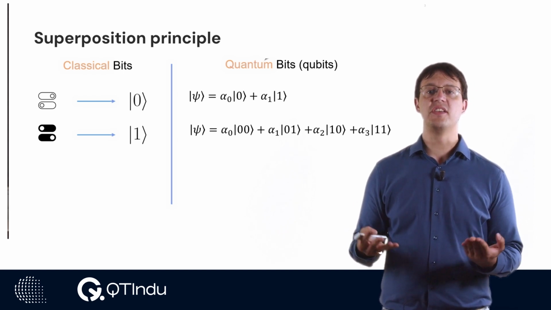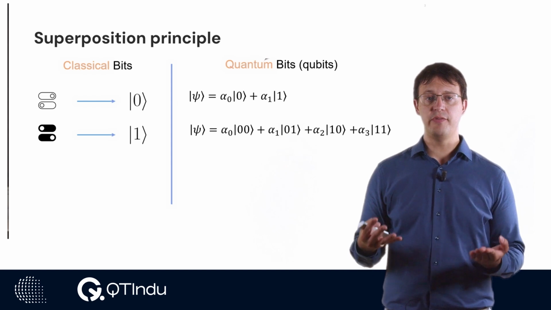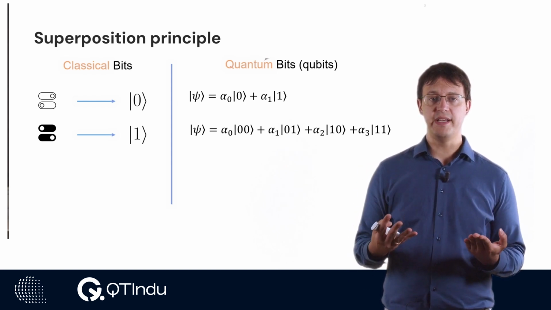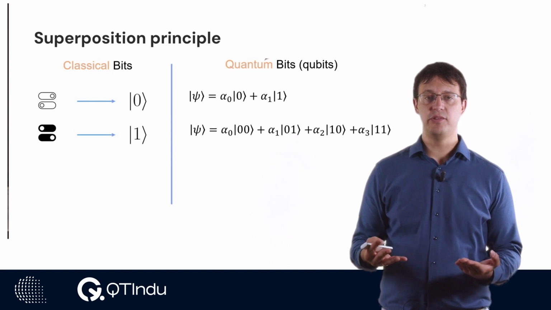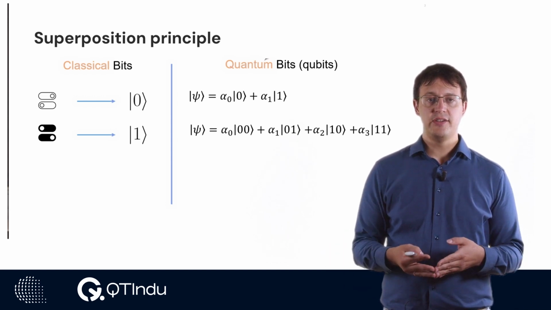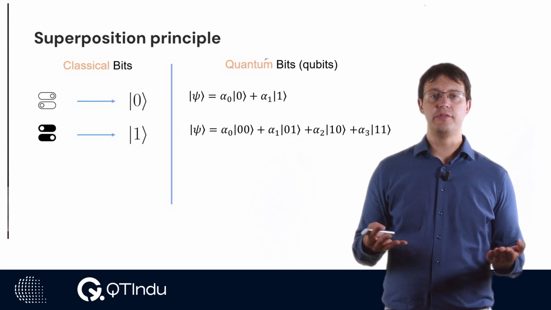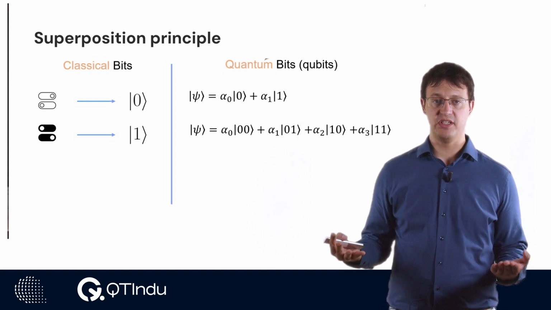A quantum bit is special. It can be in both states simultaneously, with an amplitude given by the parameter alpha 0 in one state and an amplitude given by the parameter alpha 1 in the other state. The absolute norm squared of these 2 parameters needs to be 1 in order to be a physical state.